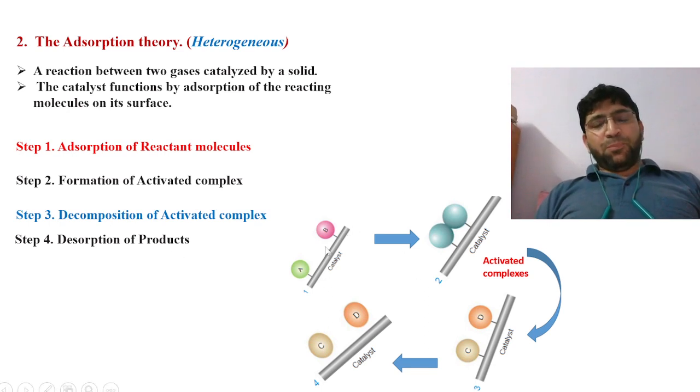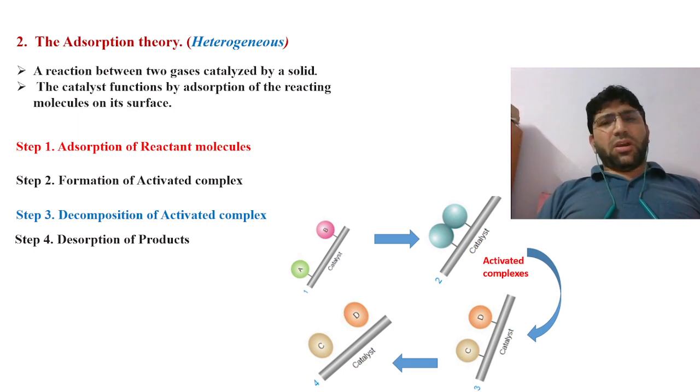For example, you can see here reactants A and B, this solid catalyst, on the surface of which two reactants are adsorbed, and then they form an activated complex on the surface of the catalyst. Finally, the reactants get converted into product on the surface of the catalyst. After that, the products are released and the catalyst is separated, and we get the products C and D from A and B. This is the general mechanism for the adsorption theory of catalysis.